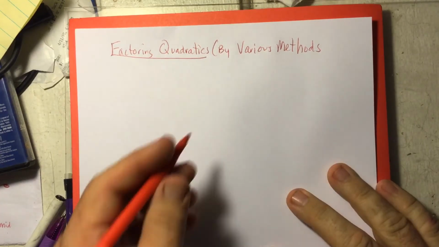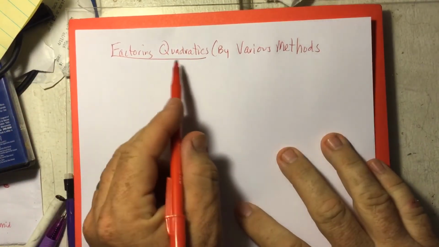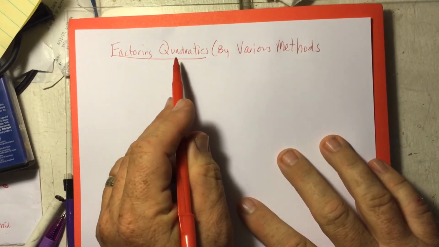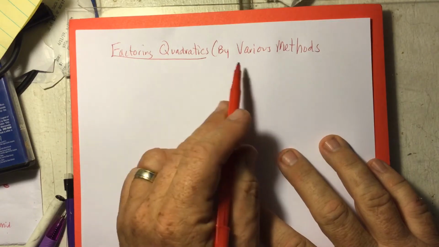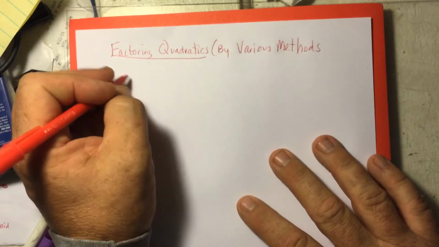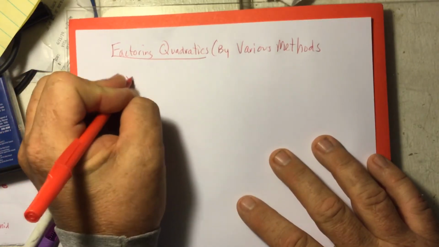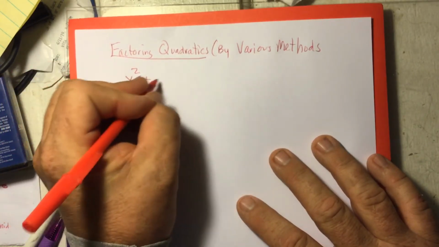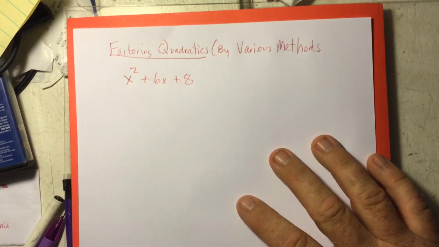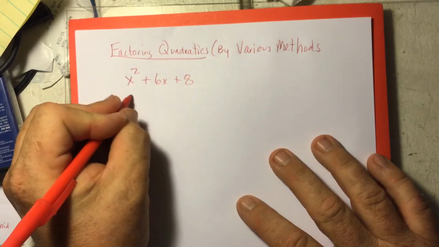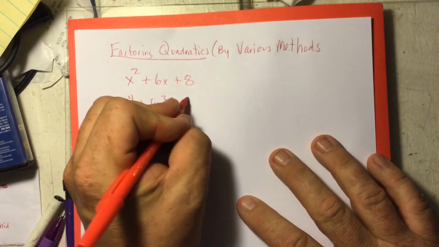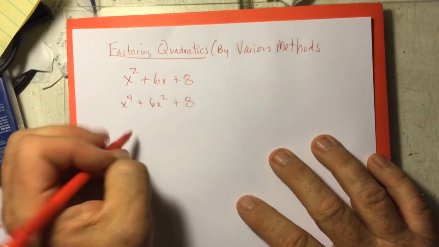All right, so first of all, let's talk about quadratics. Quadratics can be pretty much anything in the form of x squared, x to the fourth, x to the sixth. So let's look at something like x squared plus 6x plus 8. That's quadratic. Now, x to the fourth plus 6x squared plus 8. That's quadratic.